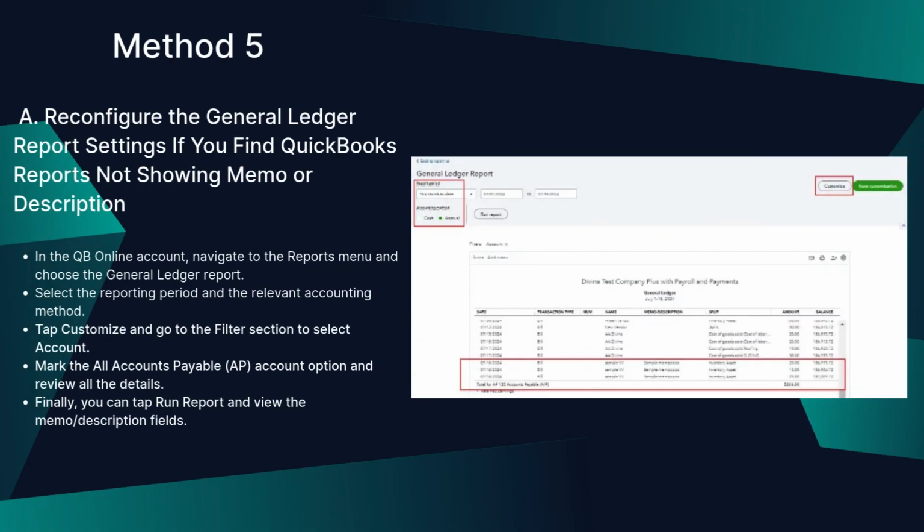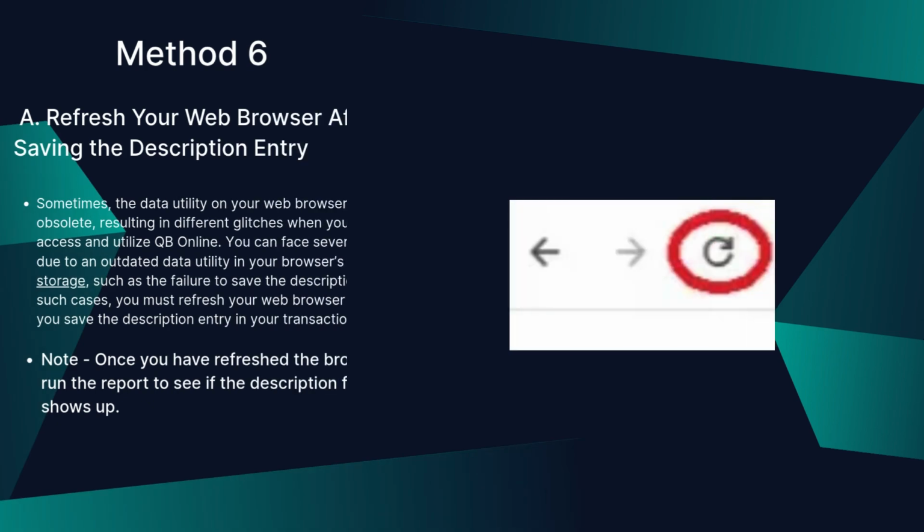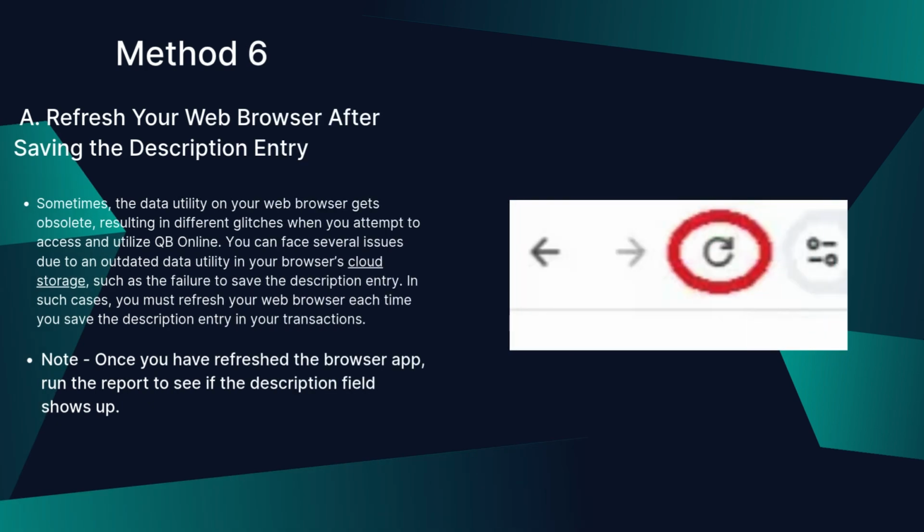Method 5. A. Reconfigure the general ledger report settings if you find QuickBooks reports not showing memo or description. Method 6. A. Refresh your web browser after saving the description entry.